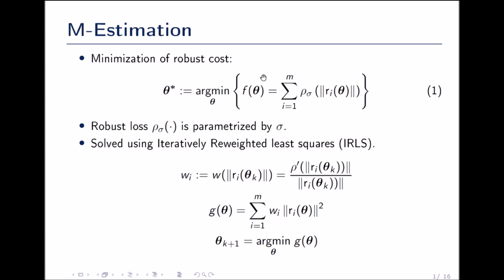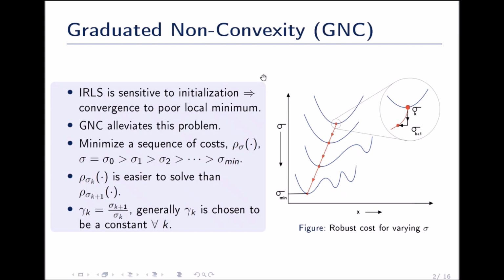Therefore, GNC is used to alleviate this problem, wherein we start by minimizing the cost for a large sigma naught, which corresponds to a smooth, largely convex, and hence easy to minimize cost. And then we successively minimize a sequence of increasingly harder costs till we reach the desired sigma min. The solution of rho of sigma k is used as the initialization for the optimization of rho of sigma k plus 1.